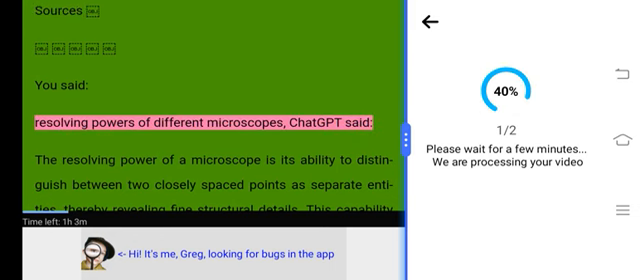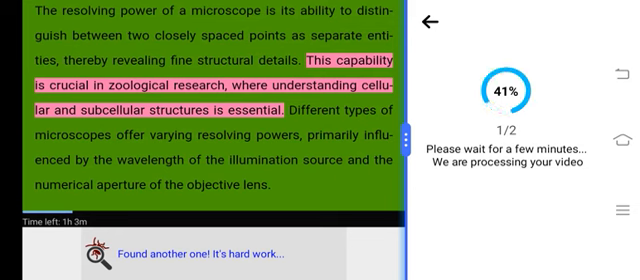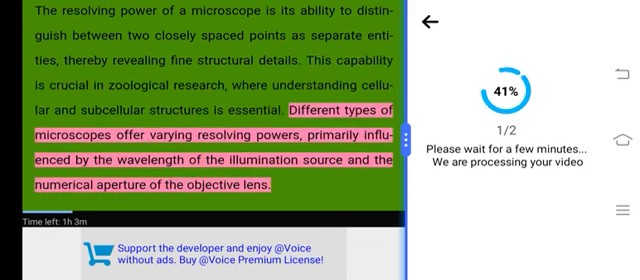Resolving powers of different microscopes. The resolving power of a microscope is its ability to distinguish between 2 closely spaced points as separate entities, thereby revealing fine structural details. This capability is crucial in zoological research, where understanding cellular and subcellular structures is essential. Different types of microscopes offer varying resolving powers, primarily influenced by the wavelength of the illumination source and the numerical aperture of the objective lens.